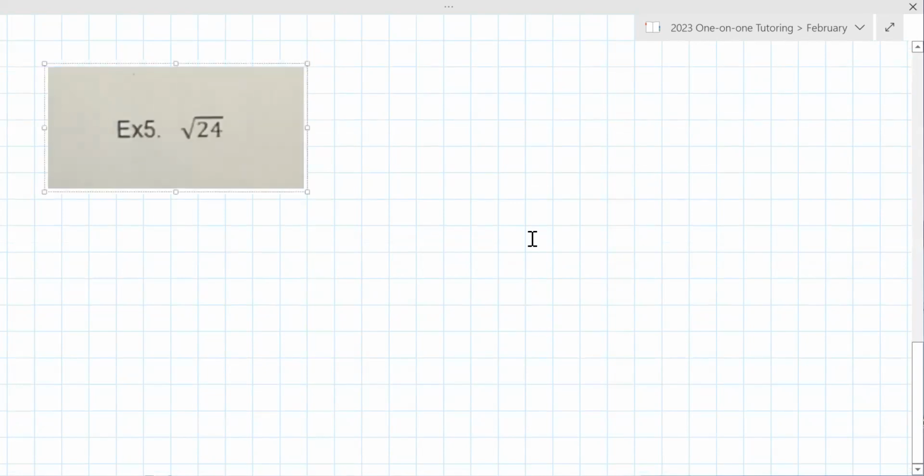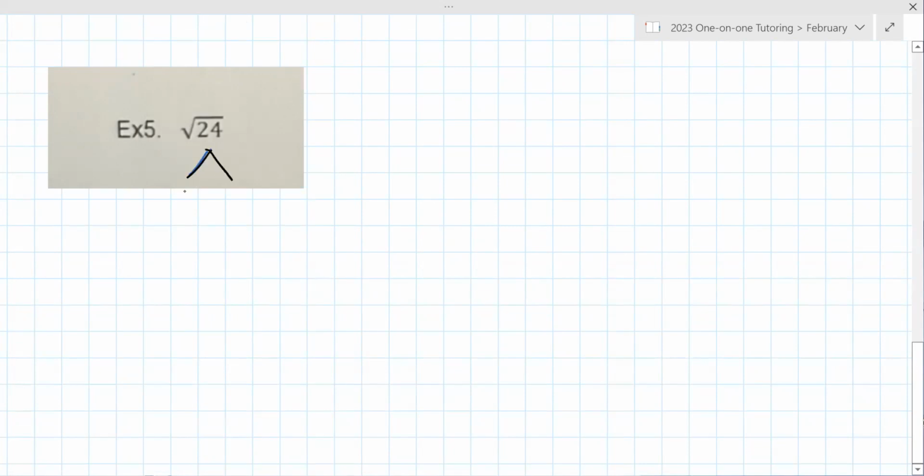All right, so you do the same thing here. You always start with 2. You ask yourself, well, does 2 go into 24? And it does. 2 times 12. Then you try 2 again. Does 2 go into 12? Yeah, 2 times 6, and then you try 2 again, and you get 2 and 3.